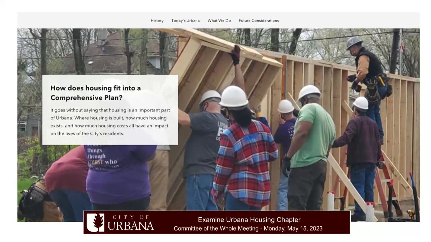With this chapter, we were trying to answer some pretty big questions related to what the housing market looks like in Urbana, how we got where we are, what some of the big areas of need are, the work we're currently doing to address some of those issues, and where we're heading as we look towards the future. To organize our approach, we separated this story map into four broad categories, each of which contains various subtopics. Those larger sections, as you can see on the top toolbar on this image, are history, today's Urbana, what we do, and future considerations. I'll briefly go through a general idea of what each of those sections contain.